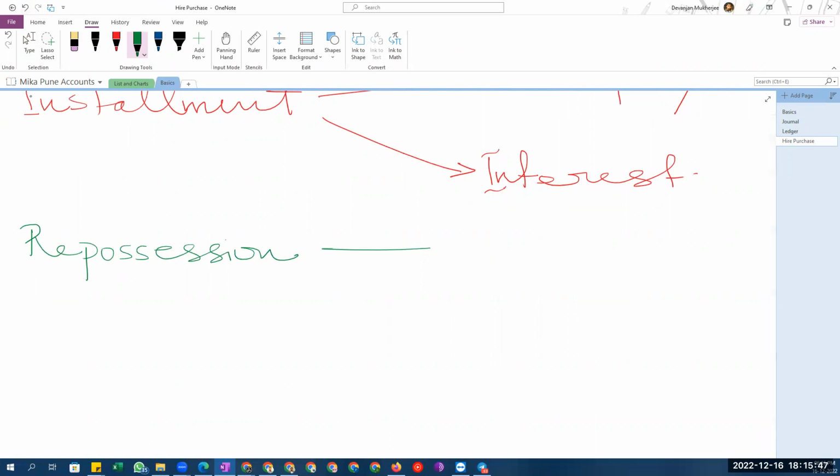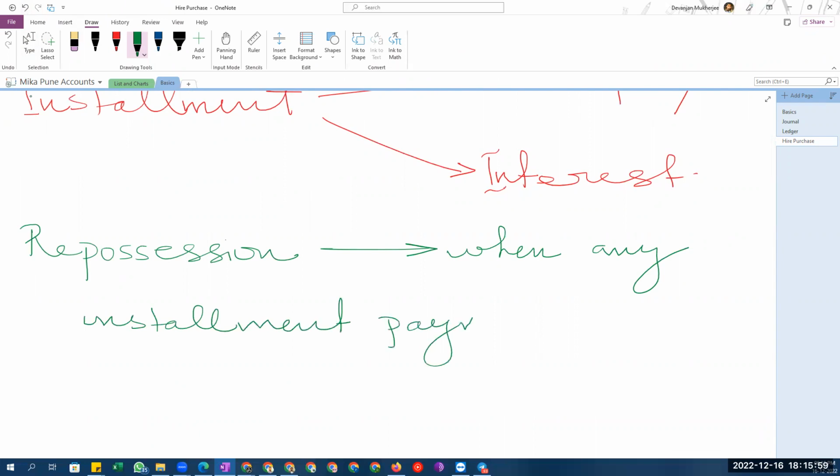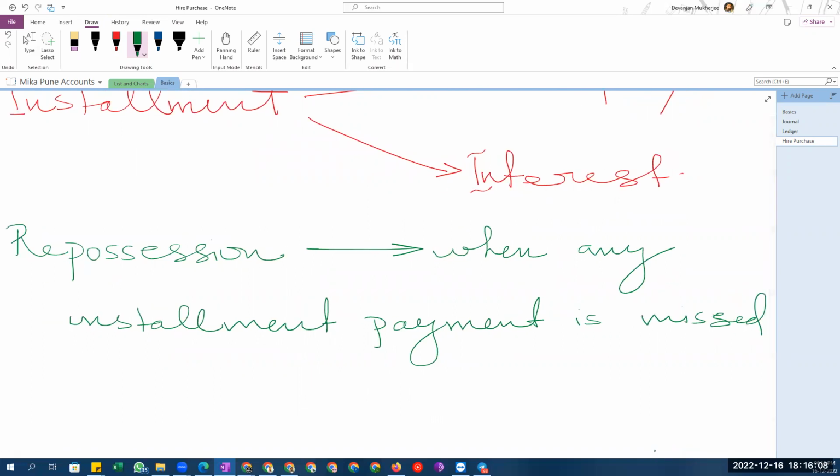Repossession. When will this happen? When any installment payment is missed. Fine. So when any installment payment is missed, the asset can be repossessed again. Is it okay? Do you understand this part?